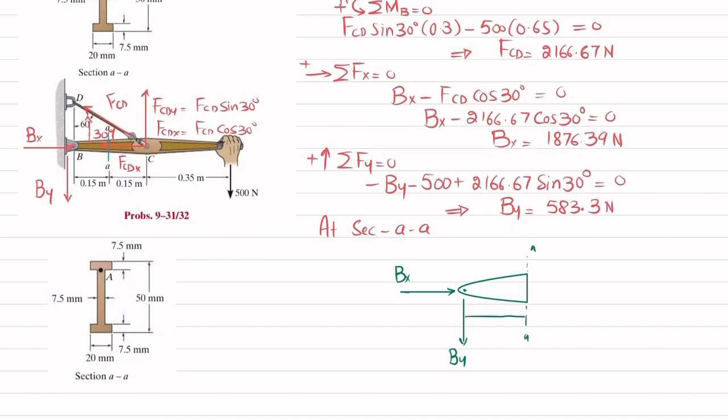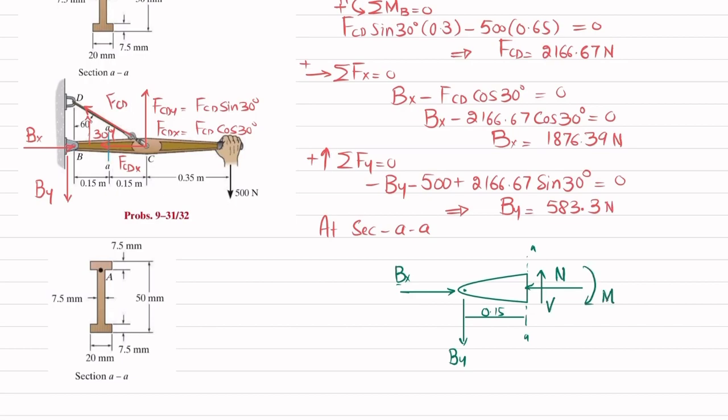The distance between By and section AA is 0.15. So when you section it, you will have a normal force acting on this face, let this be N downward, opposite to Bx in order to keep equilibrium, and the shear force which will be in upward direction, and you will have a moment as well.